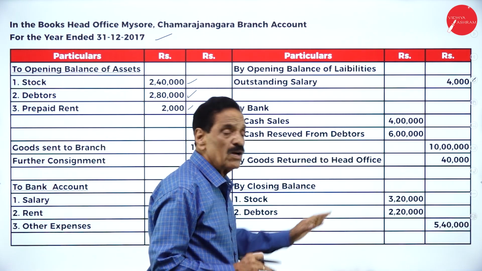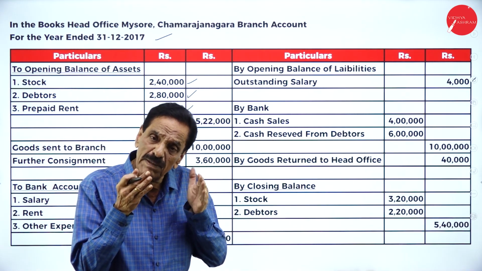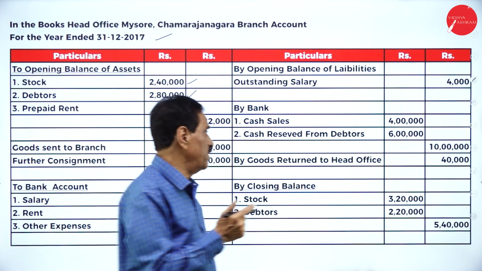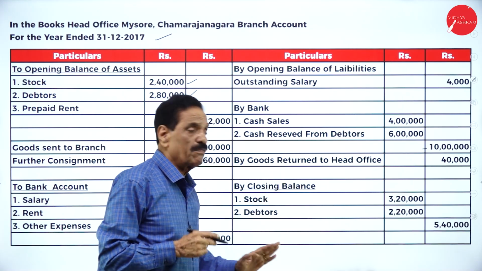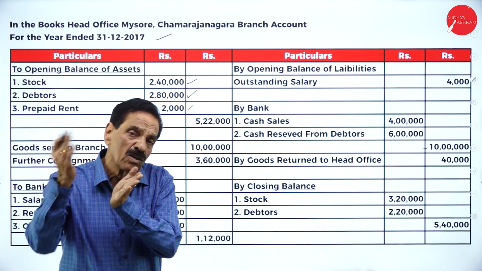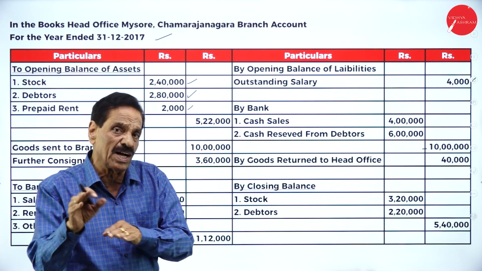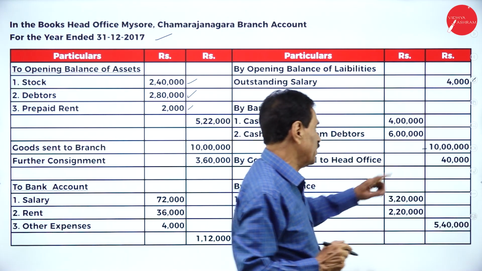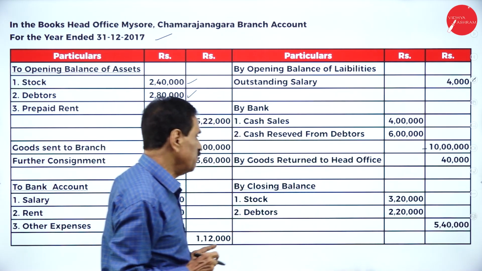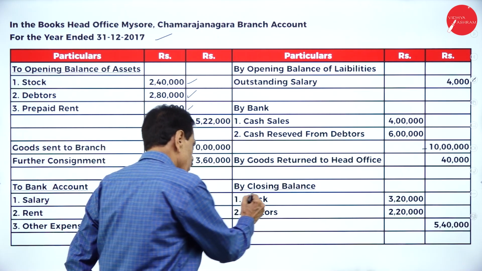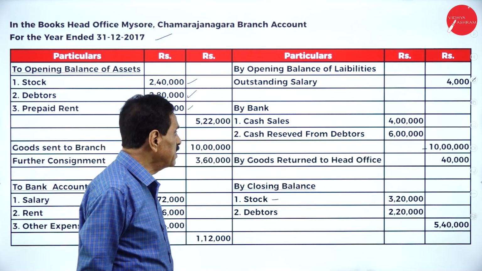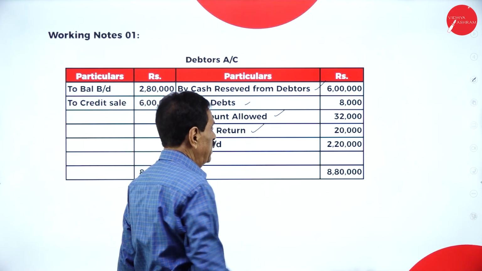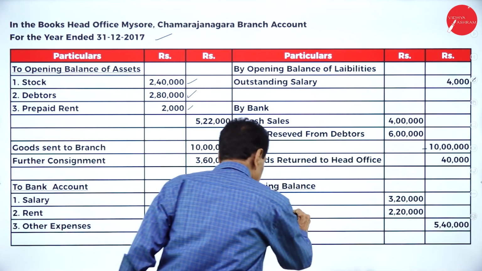cash received, whatever amount collected by the branch, should be sent to head office to the tune of 10 lakh. Then by goods returned to head office: if the goods are not up to the mark, goods will be returned by the branch to the head office to the extent of 40,000. By closing balance, stock is given in the problem. Then the debtor we calculated, see the answer sheet, 2,20,000. It will come here.